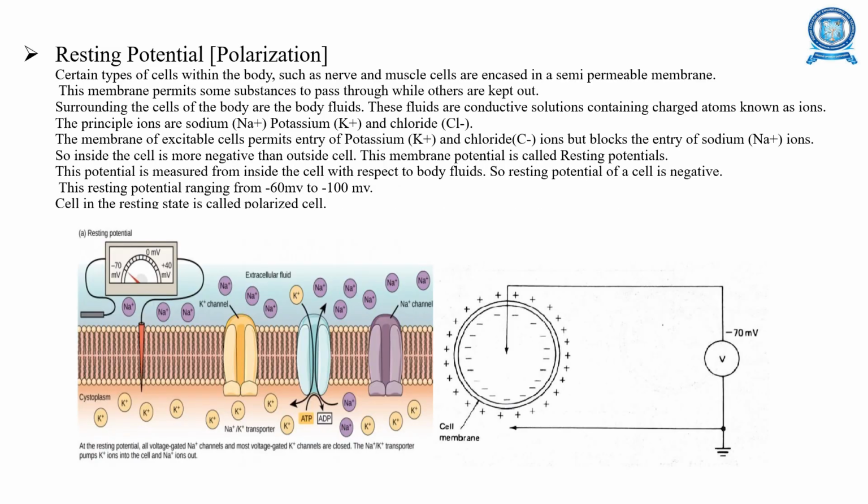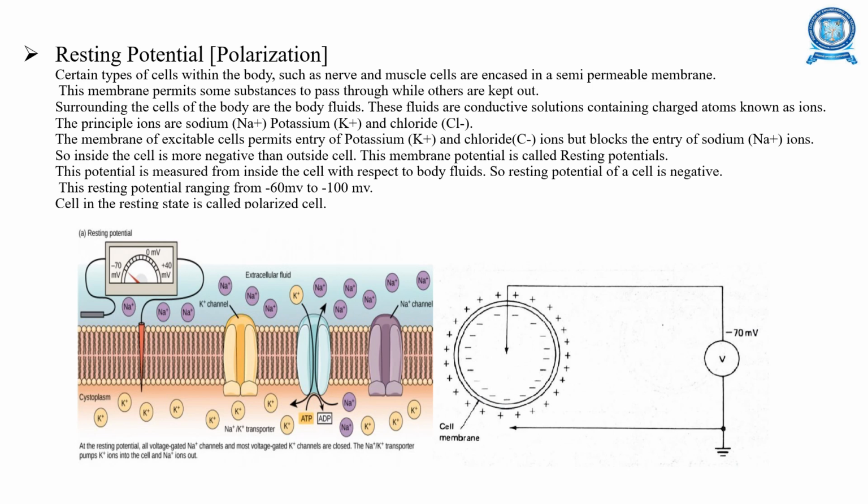Resting potential, that is polarization. Certain types of cells within the body, such as nerve and muscle cells, are encased in a semipermeable membrane. This membrane permits some substances to pass through while others are kept out. Surrounding the cells of the body are the body fluids. These fluids are conductive solutions containing charged atoms known as ions, that is, sodium ions, potassium ions, and chloride ions.